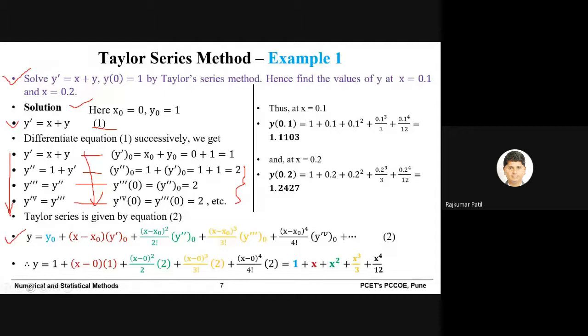Next step, write down the equation for Taylor series. Then put all the known values in that equation. Develop a generalized equation. That equation will be in terms of x. And once you get that generalized equation, in the next step you can find out the value of y for a given value of x. So these are the 4-5 steps that we follow in order to get the solution.